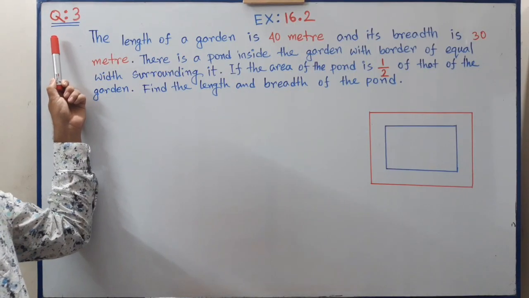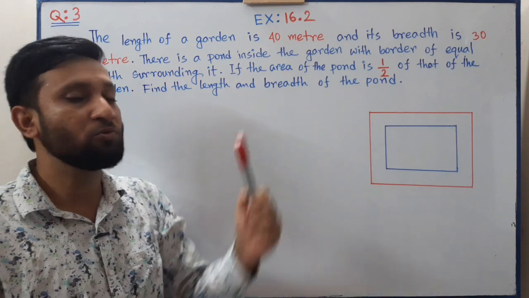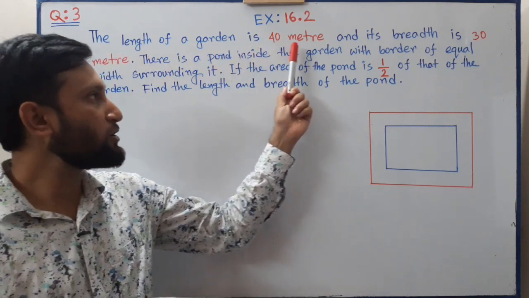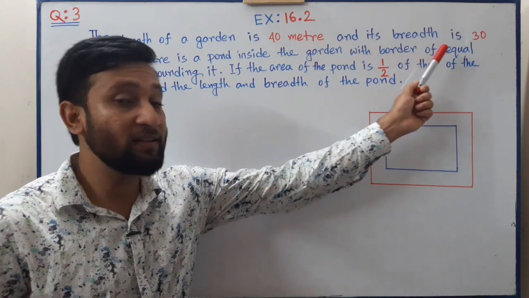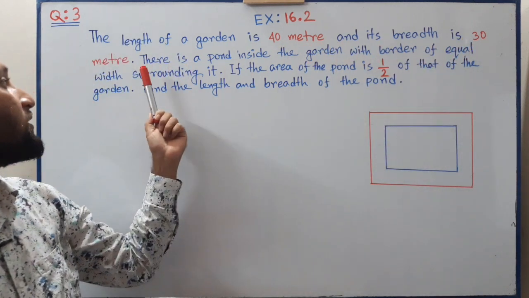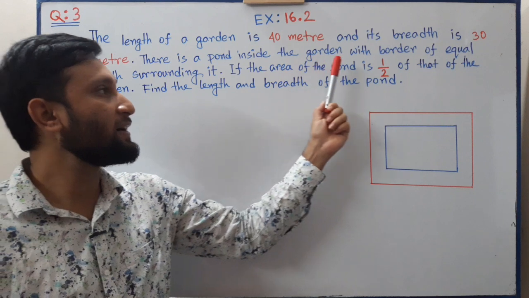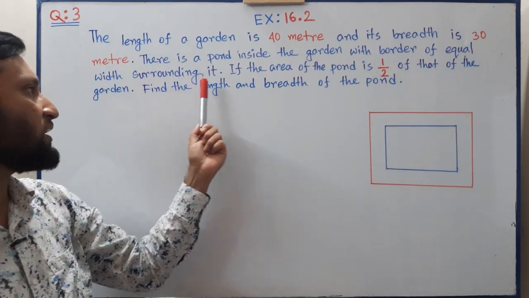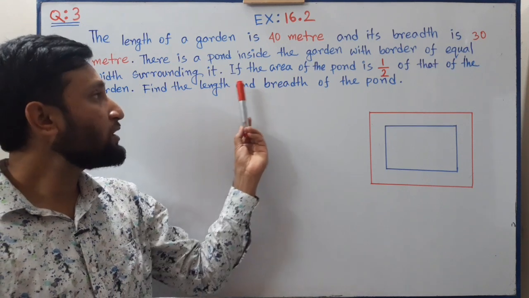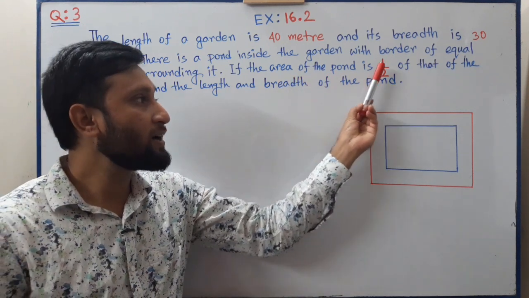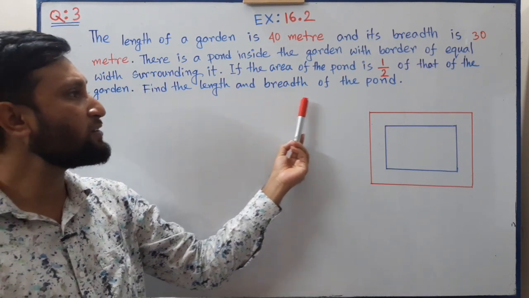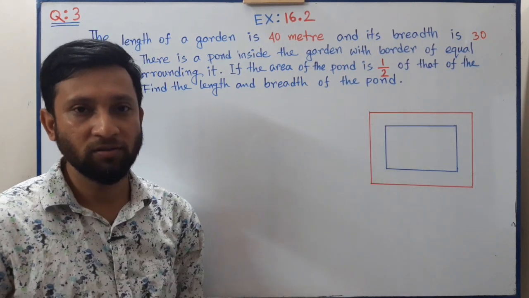This is question number 3 from exercise 16.2. The question is: the length of a garden is 40 meters and its breadth is 30 meters. There is a pond inside the garden with a border of equal width surrounding it. If the area of the pond is half of that of the garden, find the length and breadth of the pond.